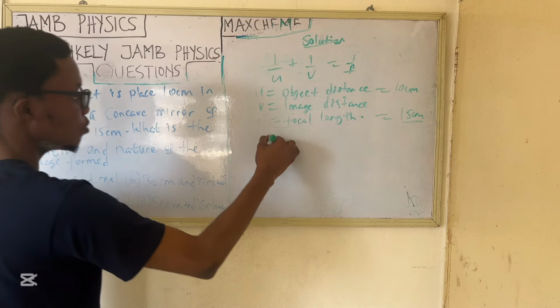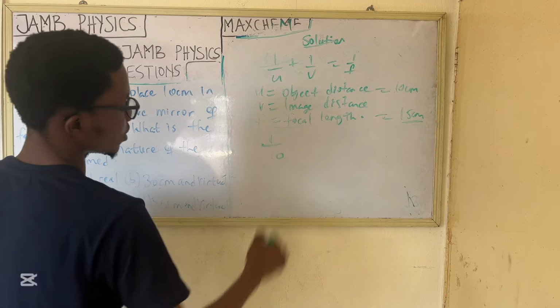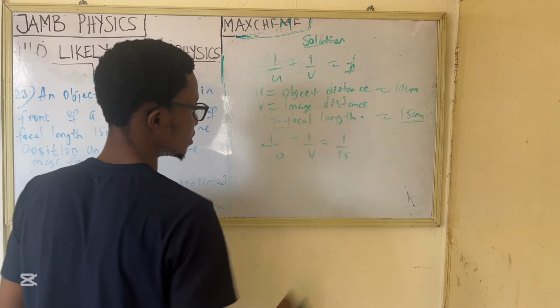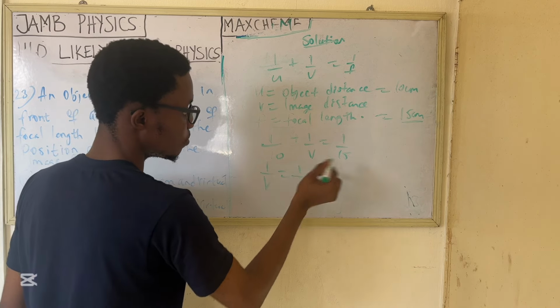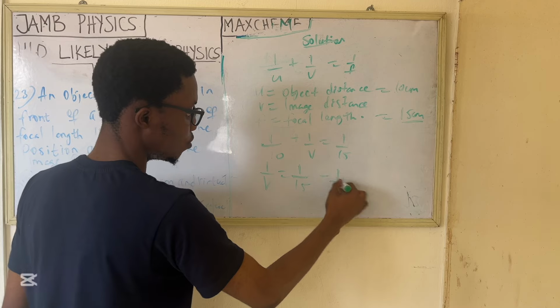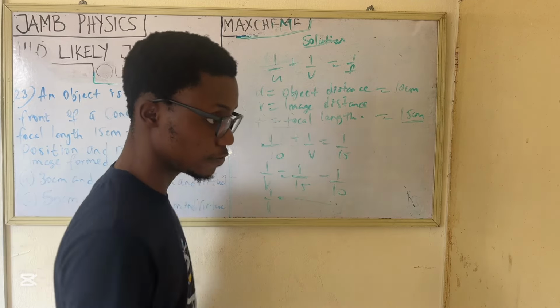We have 1 over U, our U is 10, plus 1 over V equals 1 over 15. Then from here we can solve. We can say 1 over V equals 1 over 15 minus 1 over 10. So 1 over V equals what? What's the LCM of 15 and 10?